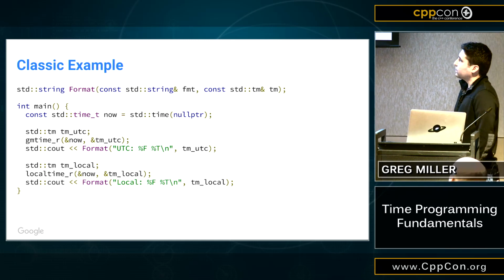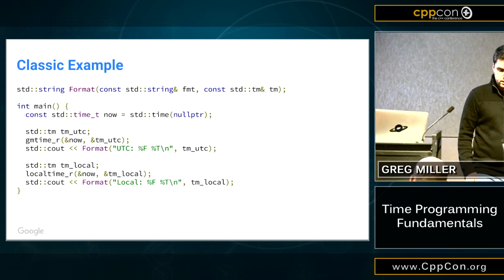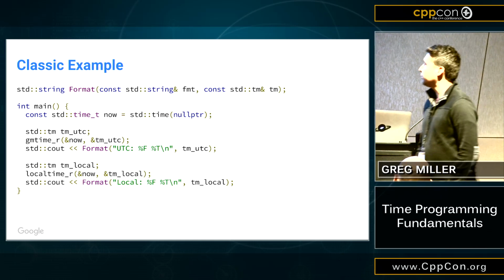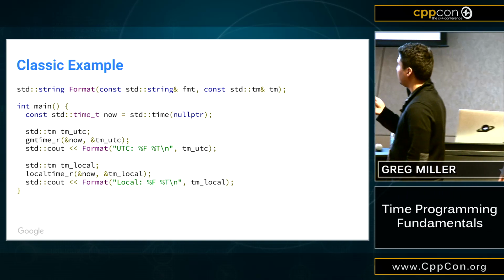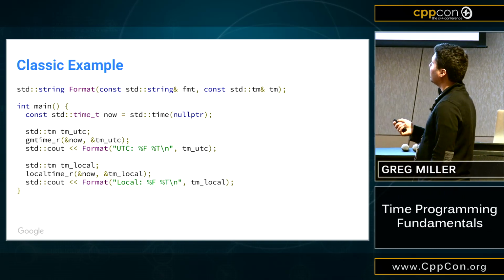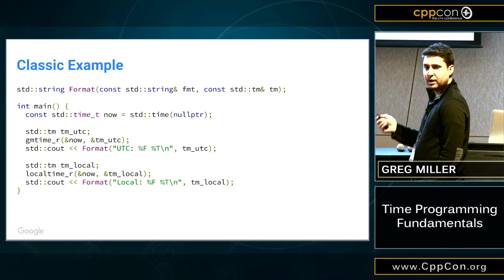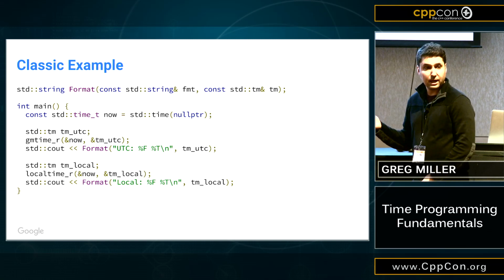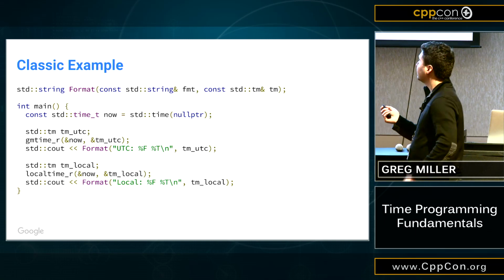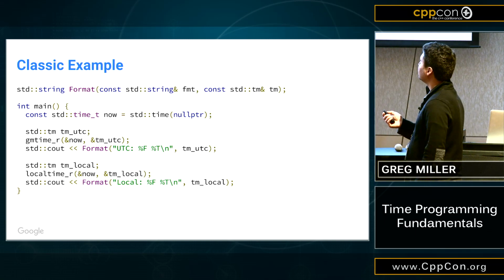So I just want to look at a quick example of using these classic APIs. There's nothing new or fancy here, so there shouldn't be anything too surprising. I'm assuming some format function that just takes some format string and a struct tm. You can imagine this is implemented with strftime or put_time. But this example here, let's just look.